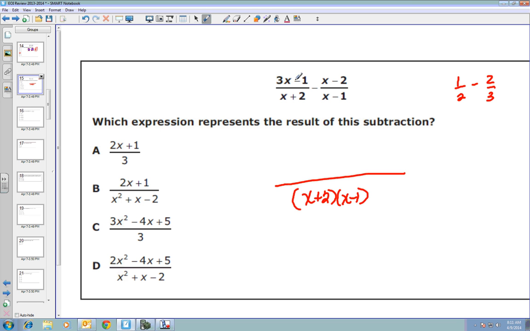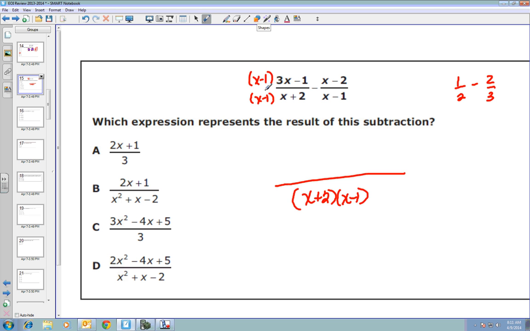Okay, so now I'm going to look at my first fraction, and I'm looking at its denominator. What is its denominator missing that it should have? It's missing an x minus 1, right? I want this denominator to look like my new denominator. Well, it's missing an x minus 1. So that's what I have to multiply.